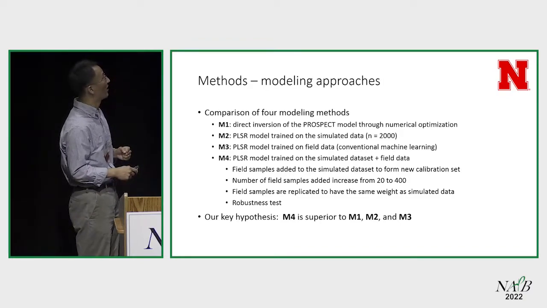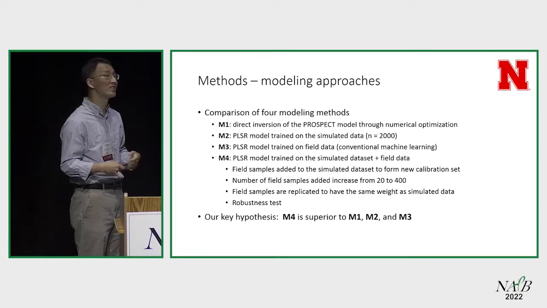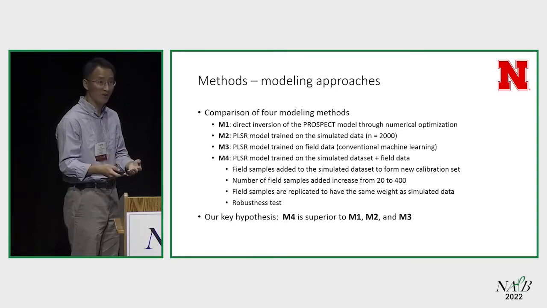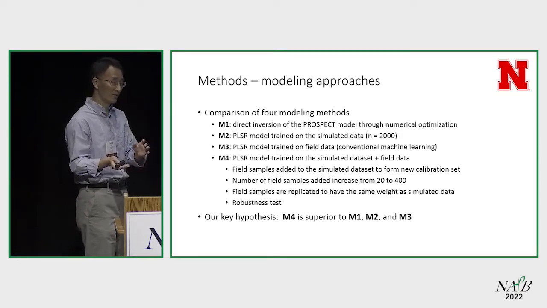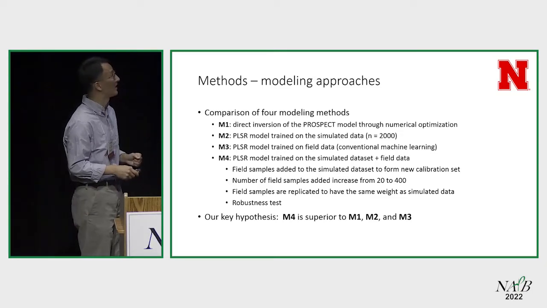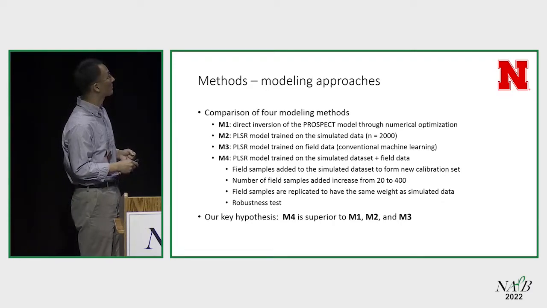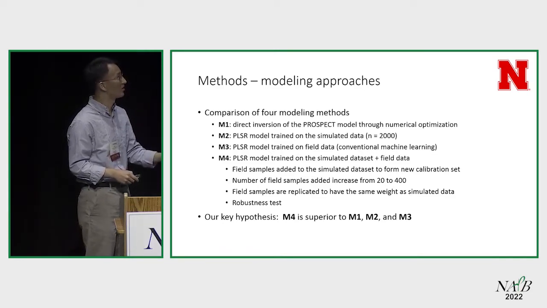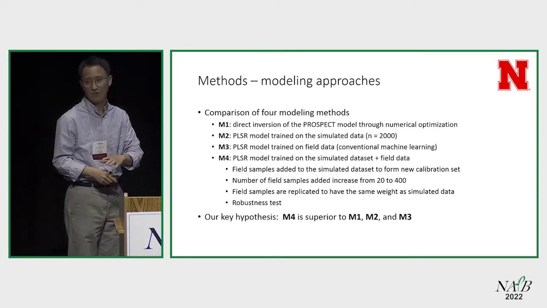Right, and the second one is we can simulate it, and then put those simulated data into a machine learning algorithm and train the model to see if we can come up with a better model solely dependent on the simulated data. We simulate about 2,000 data points from here. And the third method is the conventional machine learning approach. There is no simulation. We just use the field data, train the model, and then come up with the prediction.